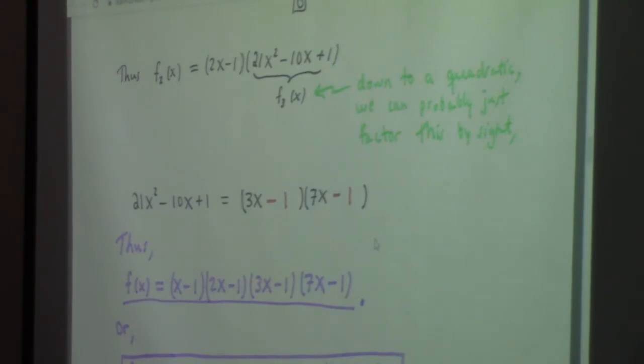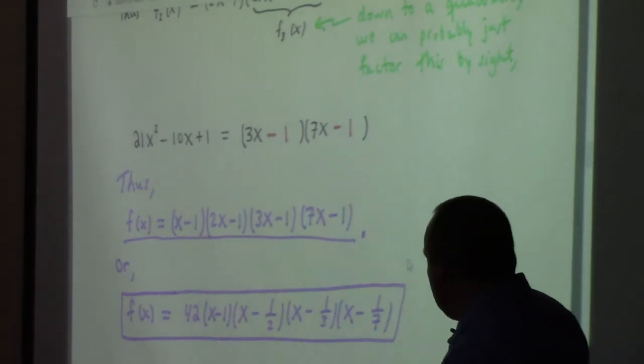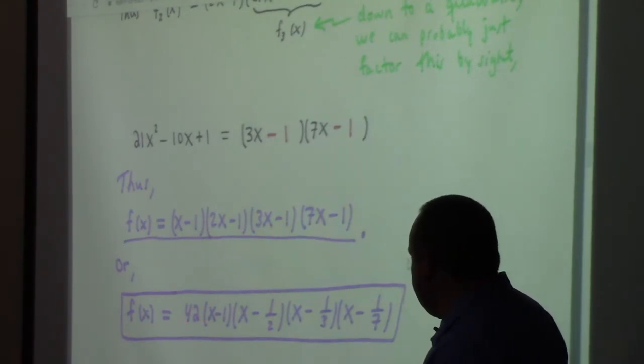We have factored this rather ugly thing with the help of the rational roots theorem into x minus 1 times 2x minus 1 times 3x minus 1 times 7x minus 1. And then if you wanted to put this back into the standard form, we'll factor out a 2 and a 3 and a 7 from the last 3 factors, and when I do that, I get a 42 out front. And so there you go. This is the completely factored form of the example above.